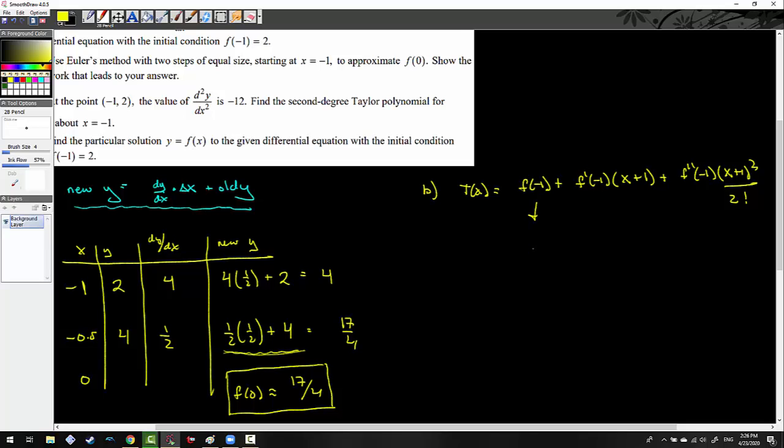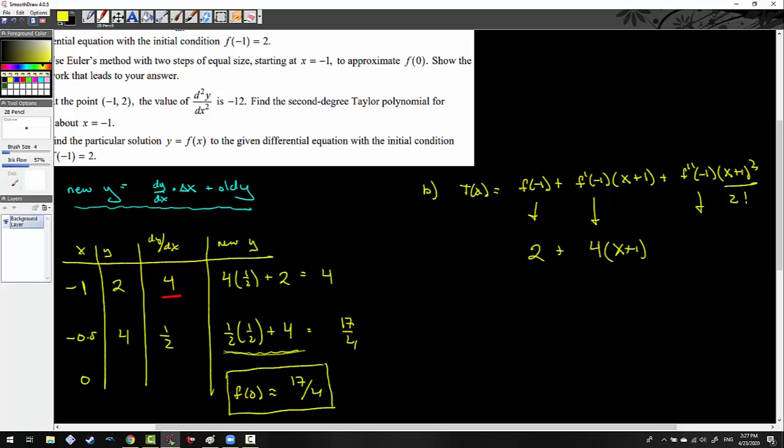Well, we know a lot of these terms. We know f of negative 1 is 2. They told us that at the beginning of the problem. How do we know that? Well, we found it out in Euler's method in part A, right? F prime at negative 1 is the dy dx at negative 1. So that ends up becoming a 4. And then x plus 1.